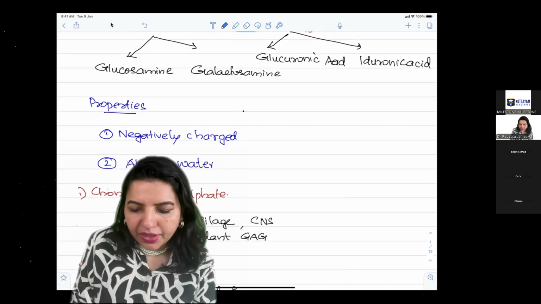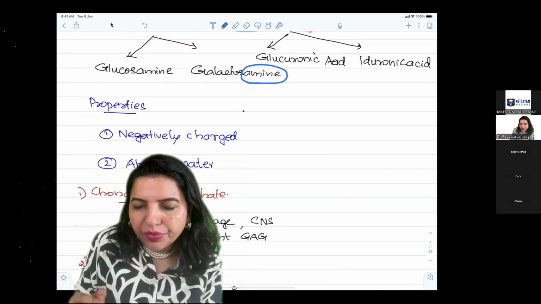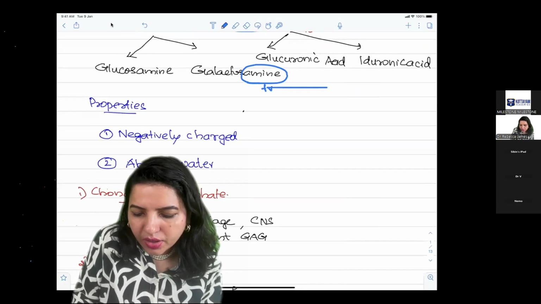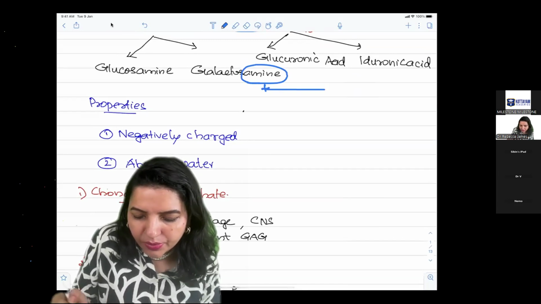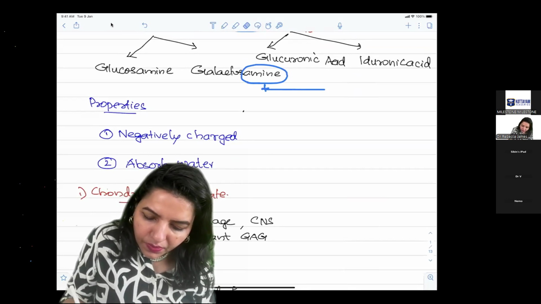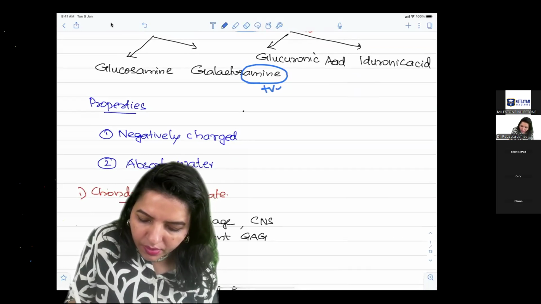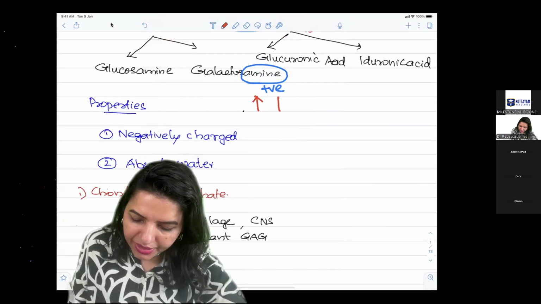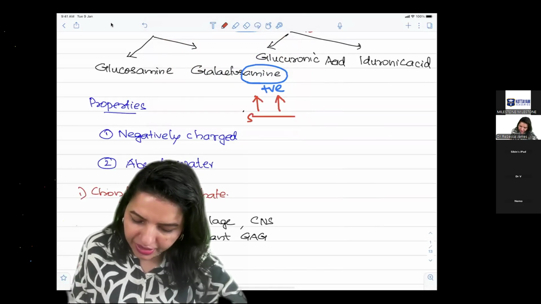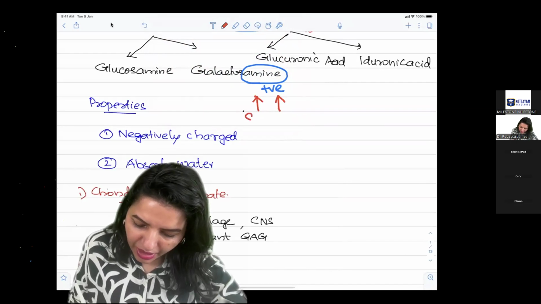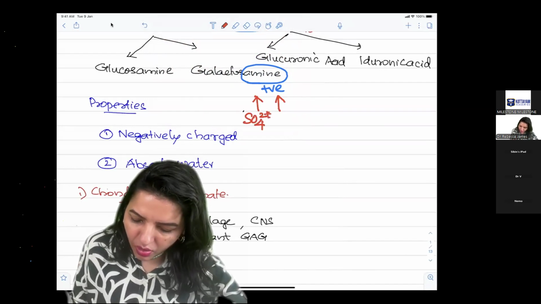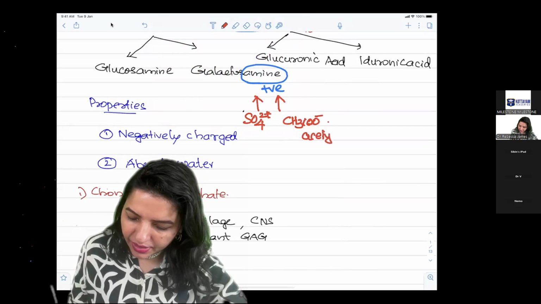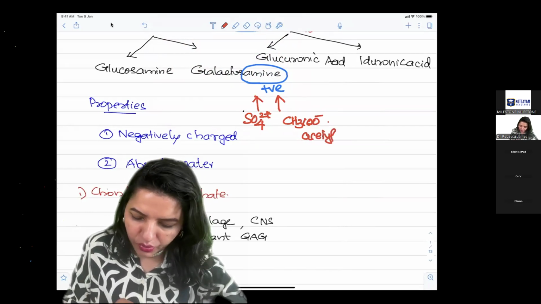Now I'm going to tell you something: glucosamine actually has a positive charge, because amino has a positive charge. But what will happen to this glucosamine? Some negatively charged groups are attached. For example, sulfate groups, or CH3COO minus group is attached, which means acetyl or sulfate groups are attached to this amino sugar.